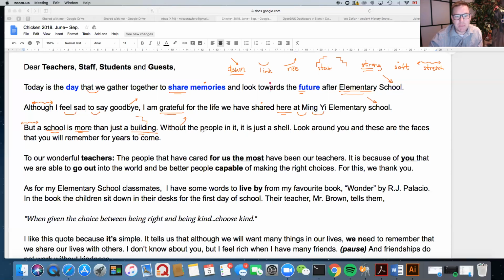Without the people, and this is the stress, people, without the people in it, and then be careful with this, okay, because you will rush this. Without the people in it, it is just, and this is a strong stress, a shell, and link, strong stress. It is just a shell. Without the people in it, it is just a shell.